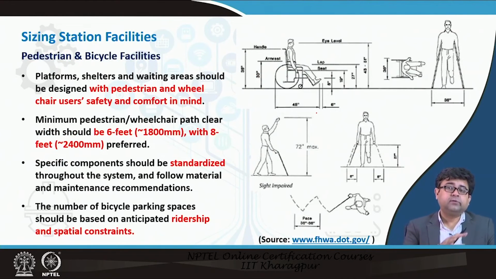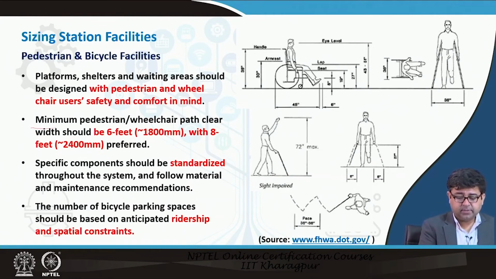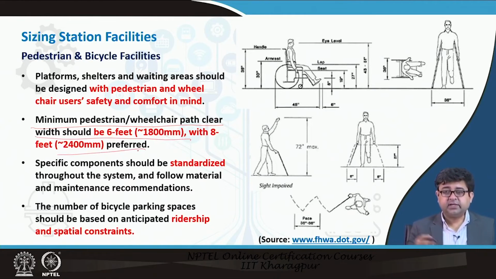Now that you have followed all these design principles, you have to look at certain standards for sizing the different facilities that you provide within the station, right? And many of these sizes you have already looked at when we were individually looking at each of these modes, for example, for their level of service and so on. But very quickly, you have to have, for example, a minimum pedestrian wheelchair clear path width of 6 feet, with 6 to 8 feet preferred, right?